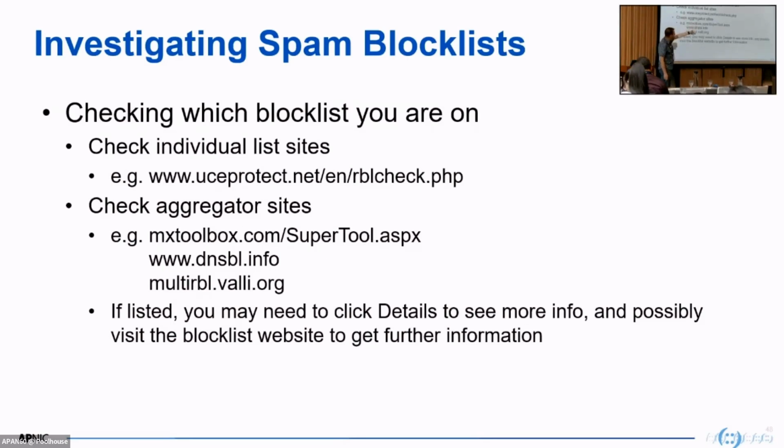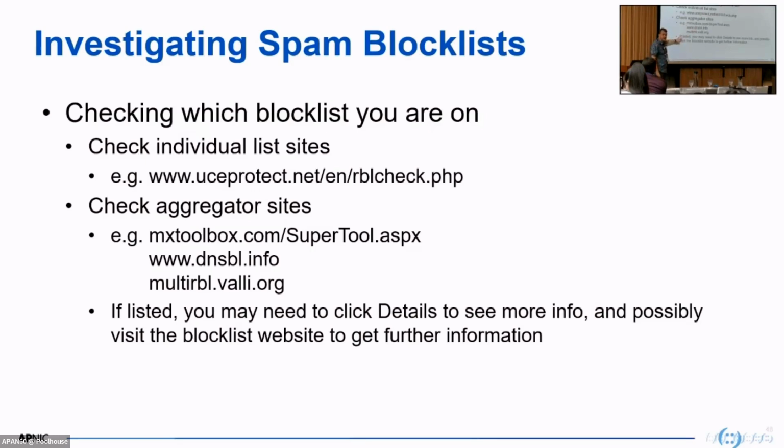To check block lists, there's a few different websites that you can use. This has a real-time block list check, RBL check. You can also check aggregator sites. If you go to any of these, it will check against all the different spam block lists, there's like 20 or 30 out there. This will check against all of them to make sure that your email is green with a tick. So these are very useful tools to check.